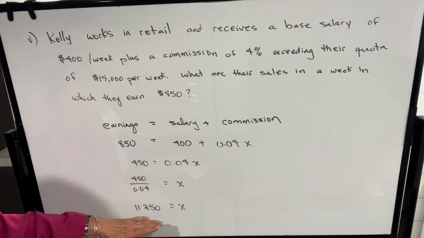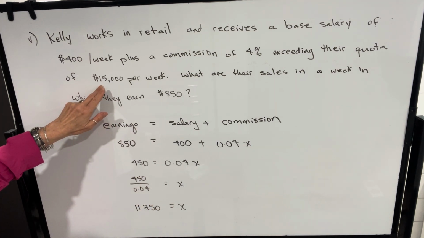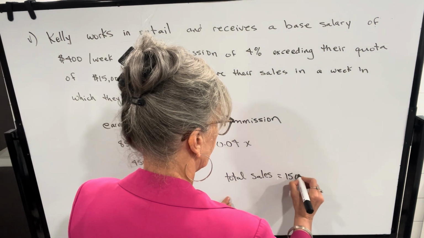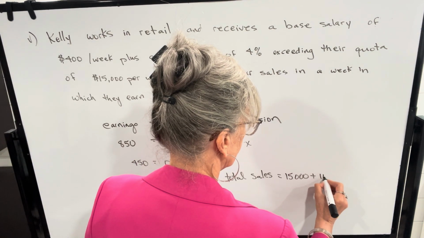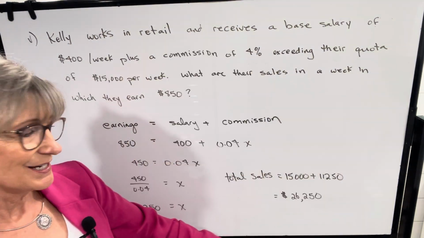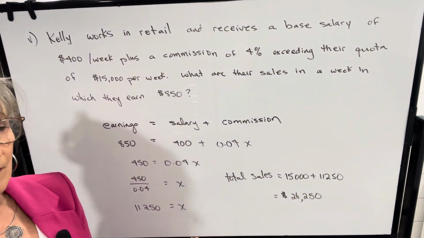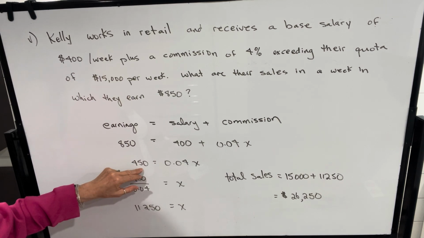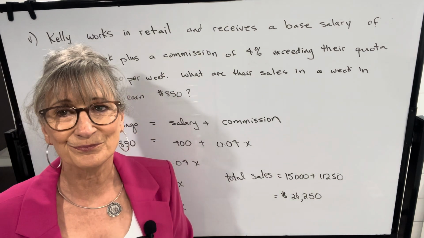Now remember, this is the amount sold in excess of 15,000. So total sales will be 15,000 plus 11,250. So Kelly must have had $26,250 total sales in order to earn $450 commission, or in other words, to earn $850 for that week.